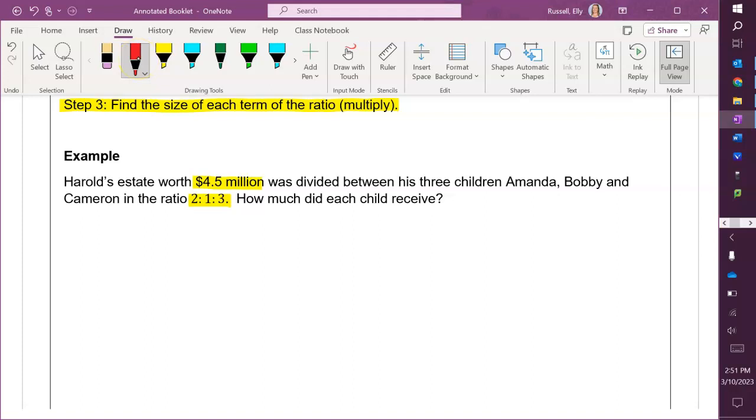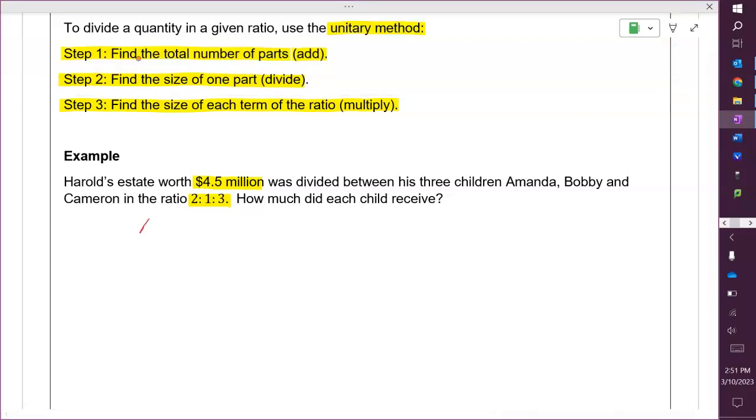Again, when we do questions like this, they quite often use names where each person's name starts with a different letter, so that when we put it into our ratio, we clearly know who is who. You might be thinking, well, which way does it go? The way that it's written here is the way that the names come out in your question. So Amanda gets 2 shares, Bobby gets 1, Cameron gets 3. So that's how we set up our ratio in the first point.